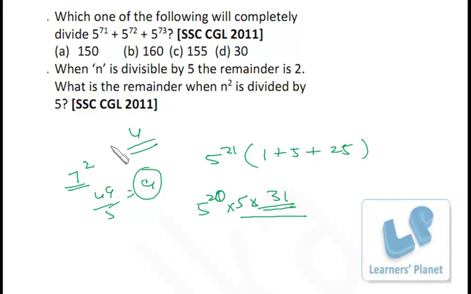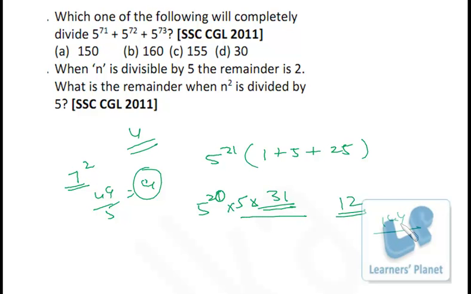Okay. So within seconds, you should be able to solve this sort of problems. If you wish, you can take any other example. Suppose I have number 12, right? If it is divided by 5, the remainder is 2. Now just go for 12 square, that's 144, which when divided by 5, the remainder will be 4. So that's the same in every case, okay?